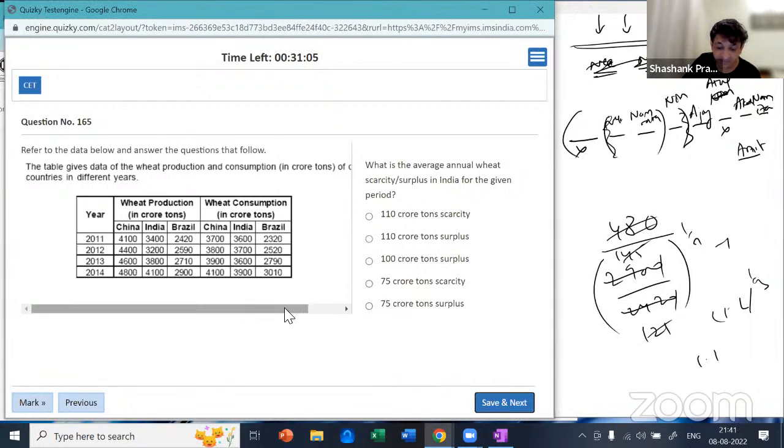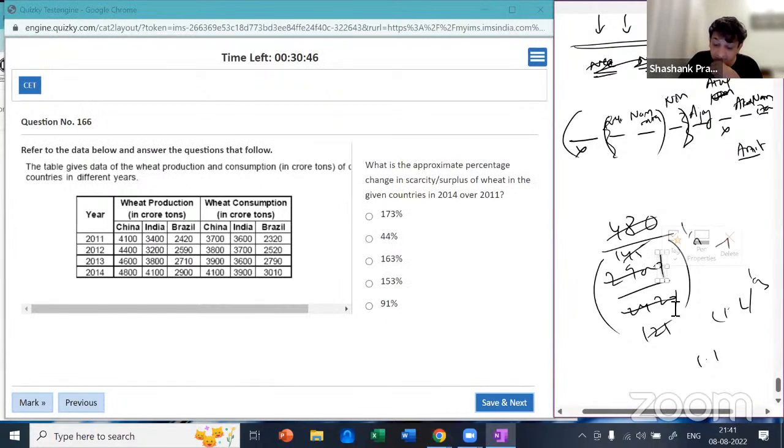Scarcity surplus for India in the given period. Okay, India, given period, the whole thing. So 300, 200 scarcity, 700 scarcity, 500 scarcity, 300 scarcity. Okay, 300 by 4, 75 scarcity.